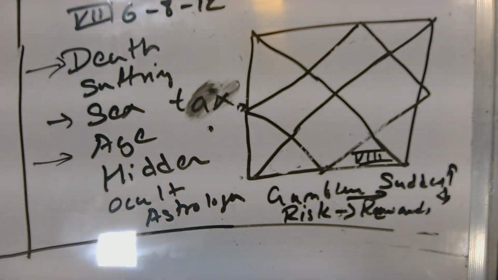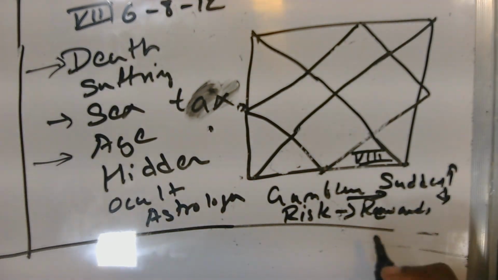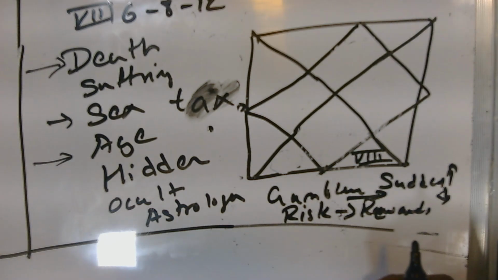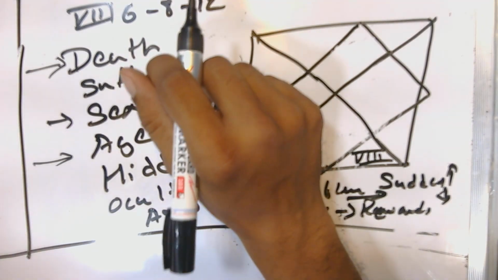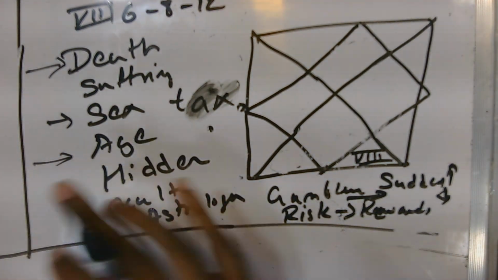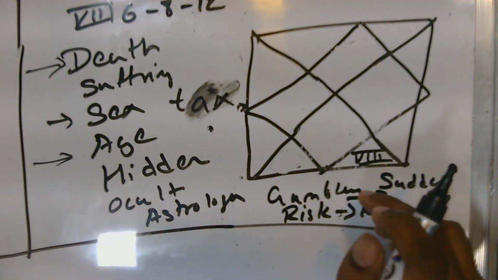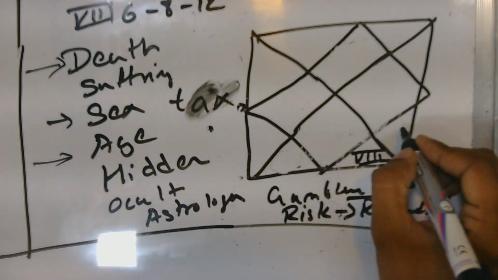It is a very mysterious kind of house associated with sudden gain, sudden loss, gambling, occult related things, astrology, or other kinds of magic, associated with death. It is also associated with accidents. Placements in this house may also bring accidents. You see, it is also linked to accidents. So now we'll look into the ninth house.